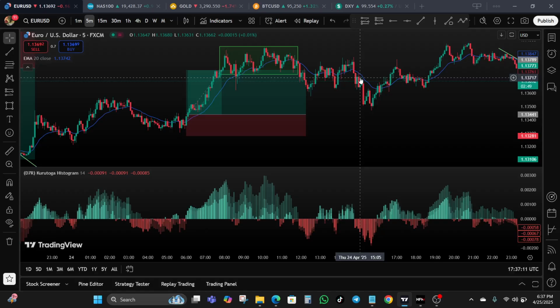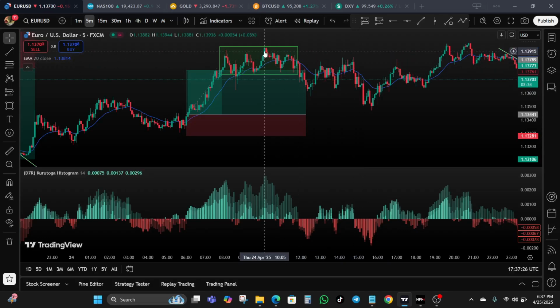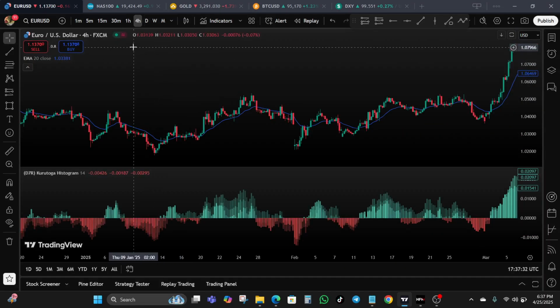Meanwhile, like every indicator, the Kurutoga histogram is not perfect, but here are a few tips to stay on the right side of the market. Do not trade it blindly. Always use price context. Also avoid using it in low volatility sessions where fake outs are more common. Confirm with higher time frames. If the 4 hour, for example, is showing a bullish trend, so does your 15-minute chart, then you are trading with momentum.